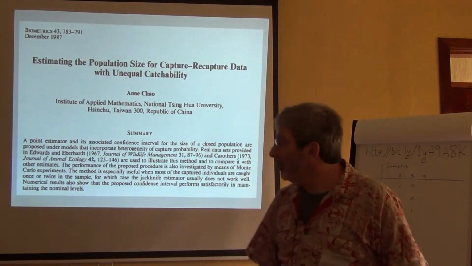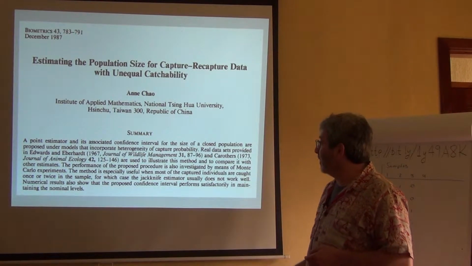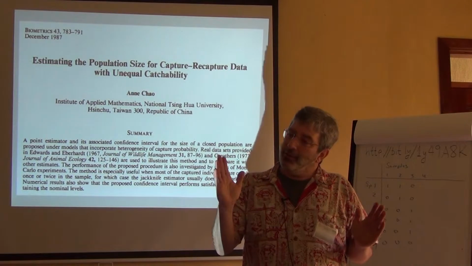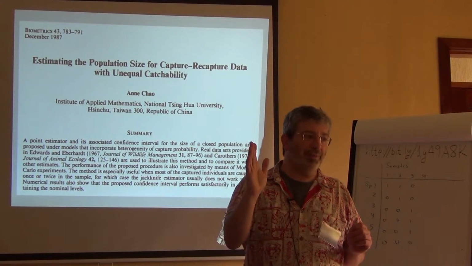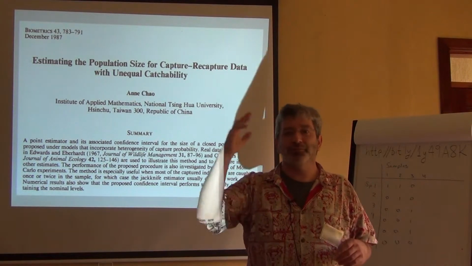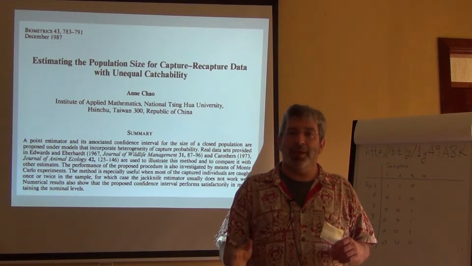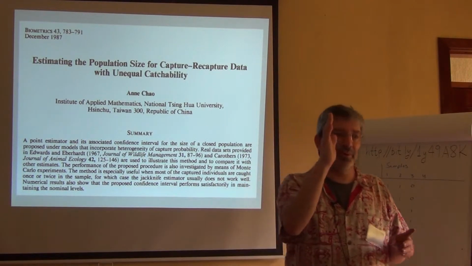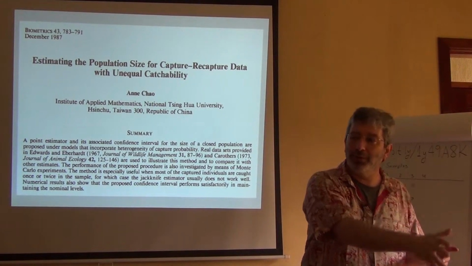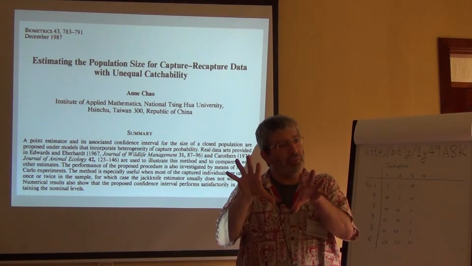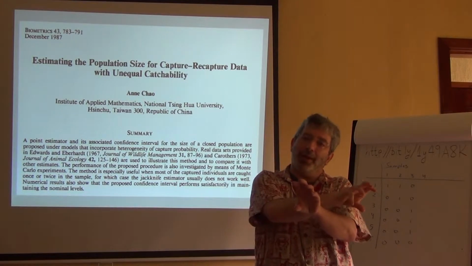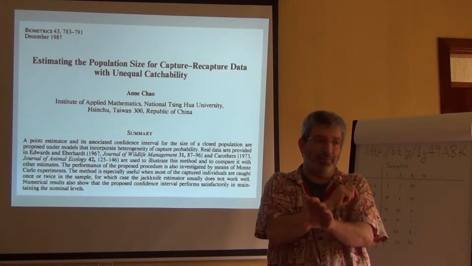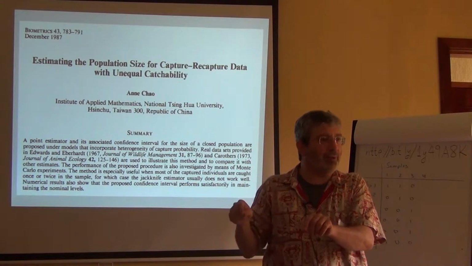So Chao went in and sought those properties, and essentially what she found was that if you look at the number of species that were detected 5 times, and the number of species detected 4 times, and the number of species detected 3 and 2 and 1 time, from those numbers you can estimate the number of species that were detected 0 times, but that are present in the community.